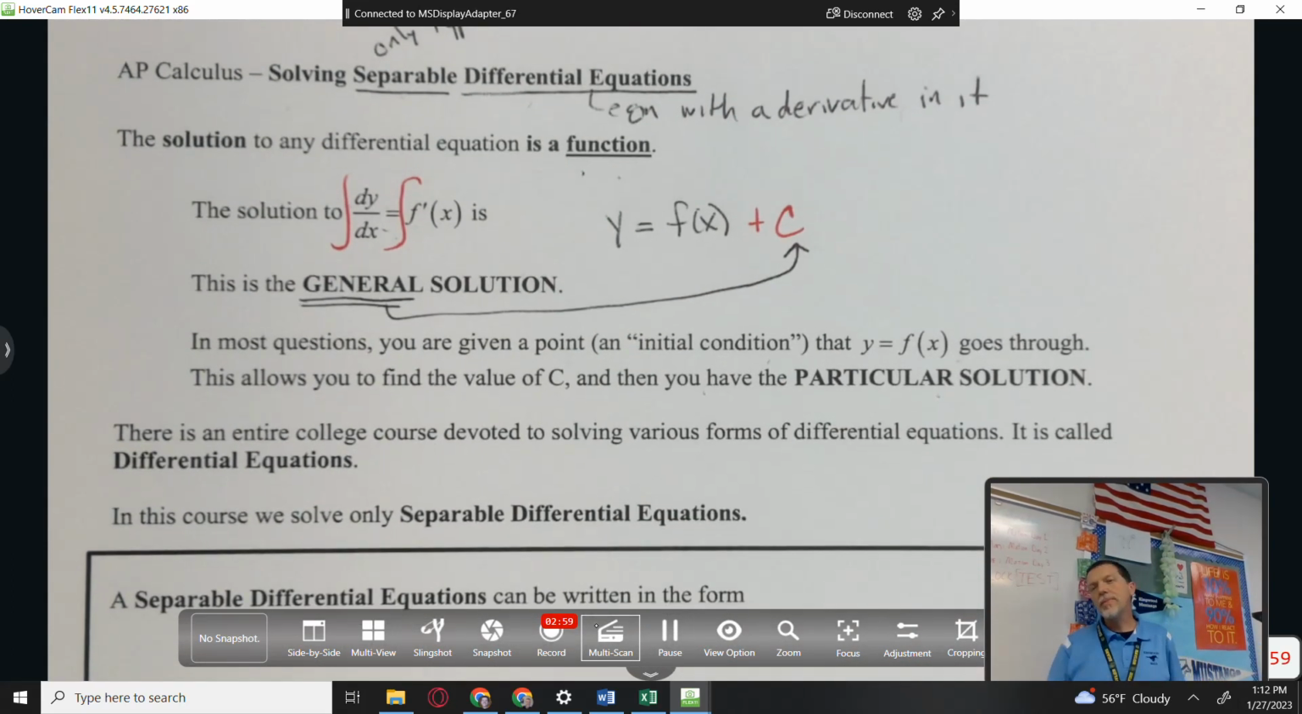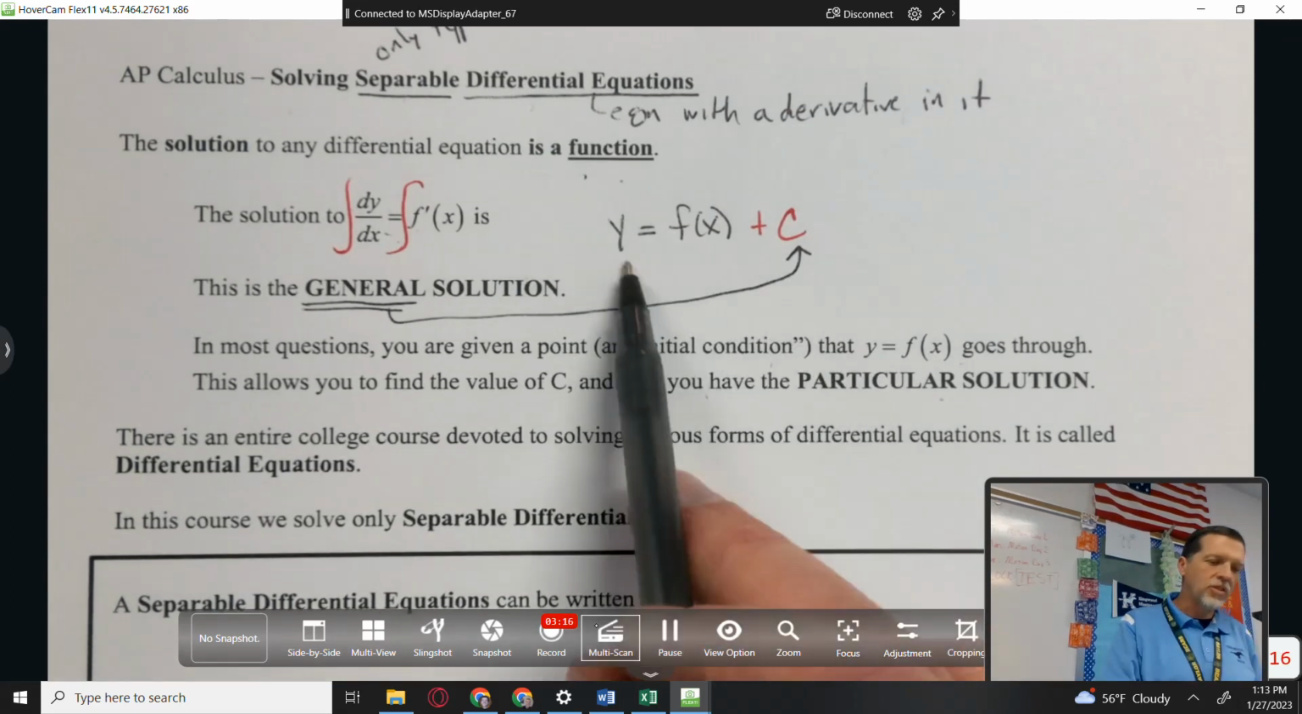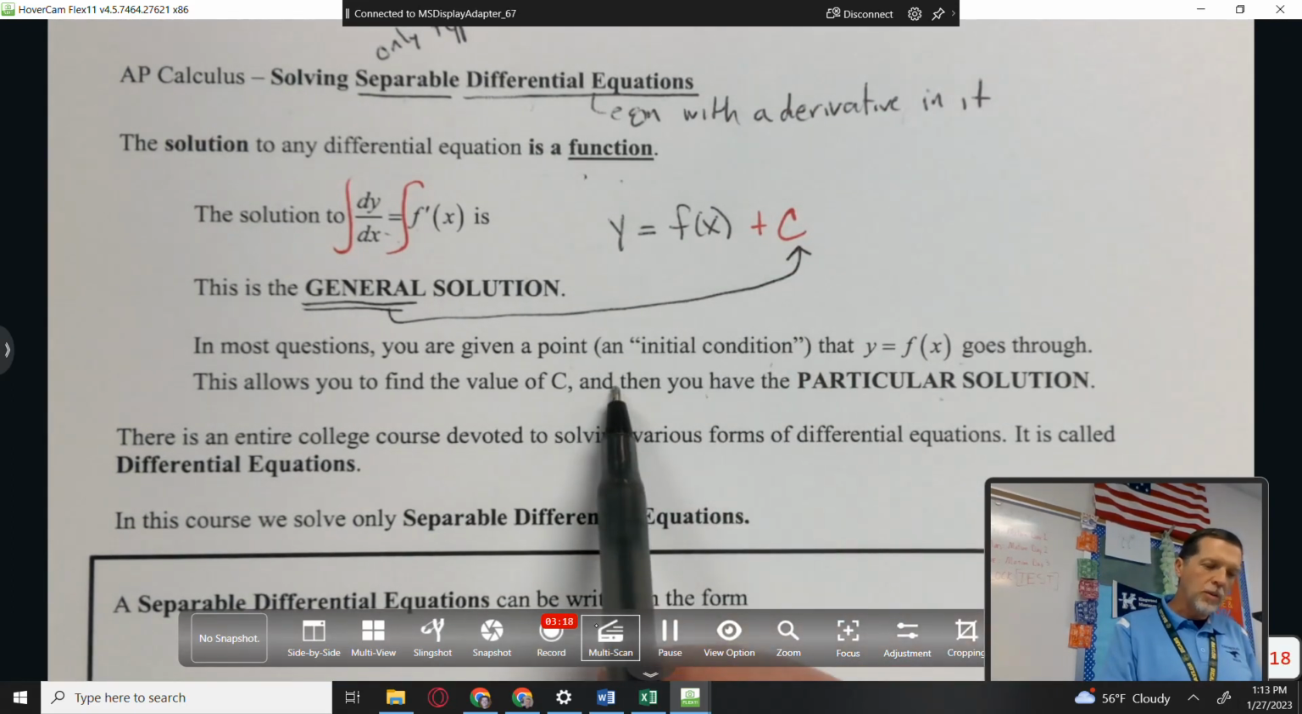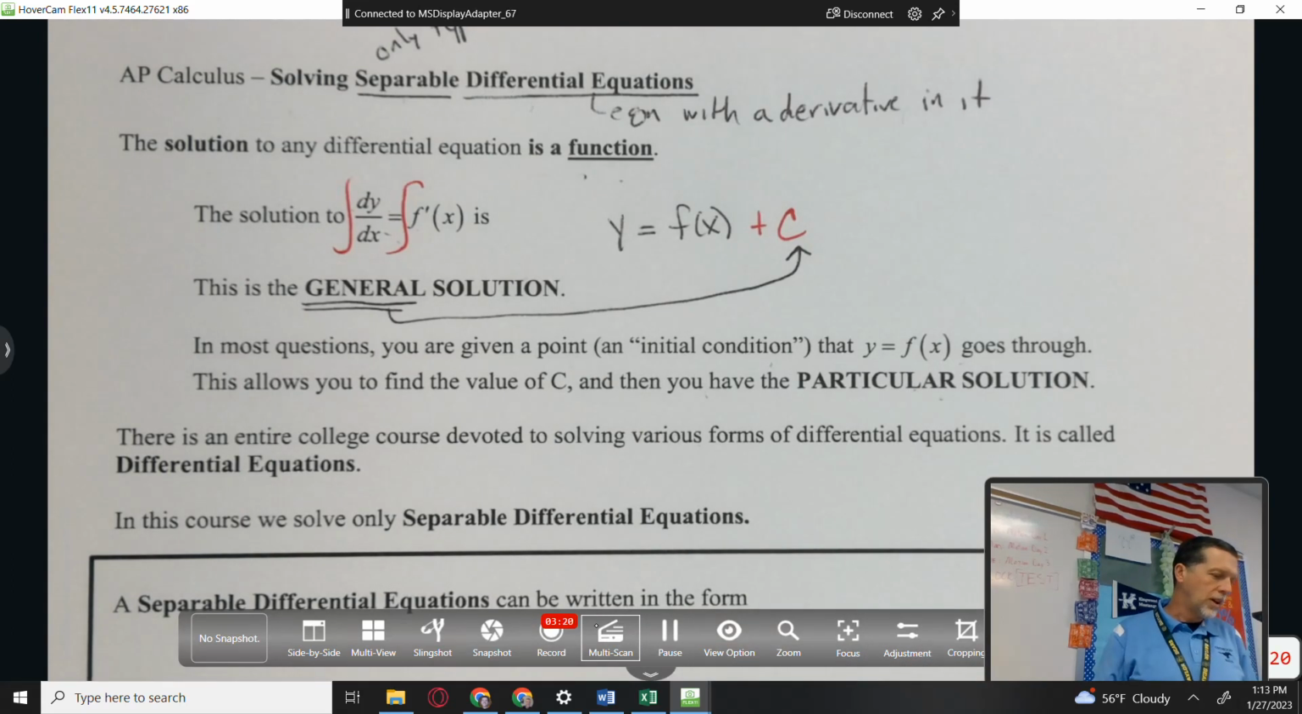It's a little bit like integrating with limits and without limits. With limits, you have a definite integral and a definite solution, a definite answer. Without limits, you get a plus C. It's kind of like that here. You start out with a plus C, but we'll give you some information to get you to the particular solution.